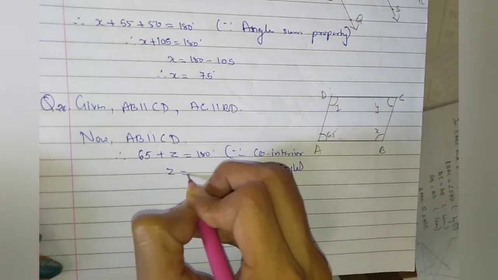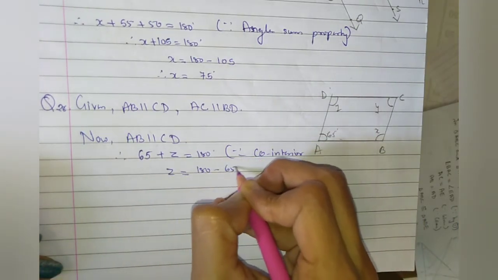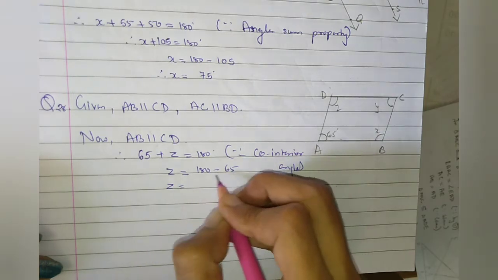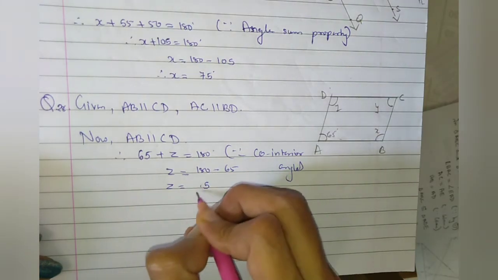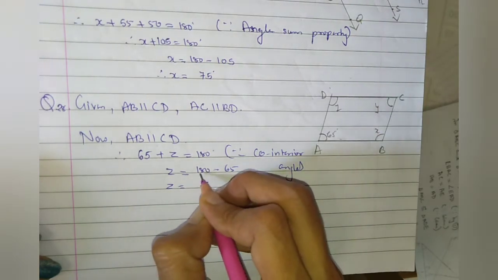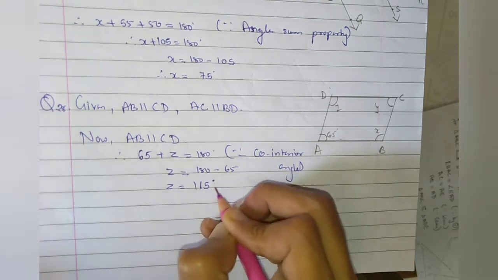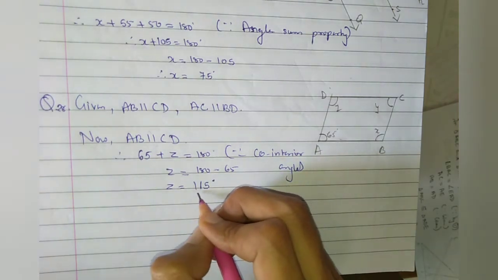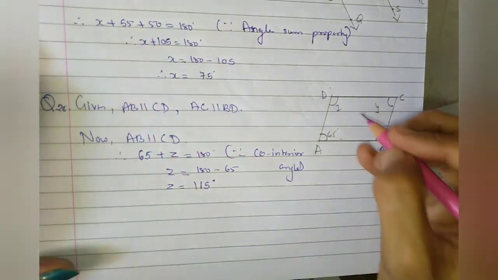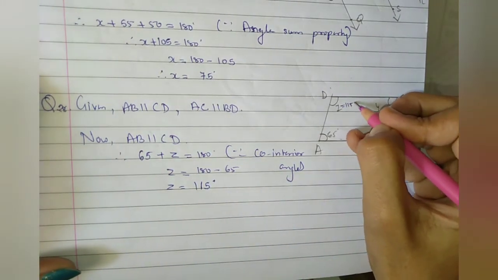So Z equals 180 minus 65. So Z equals 115 degrees. Okay, Z is 115 degrees.